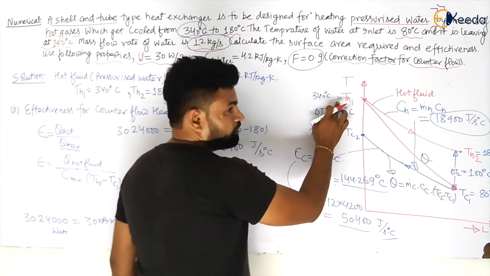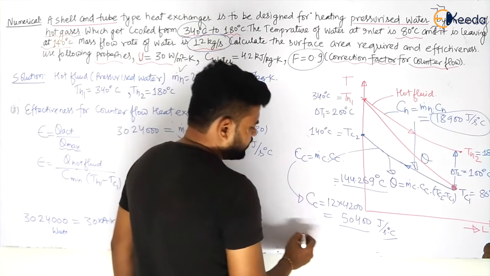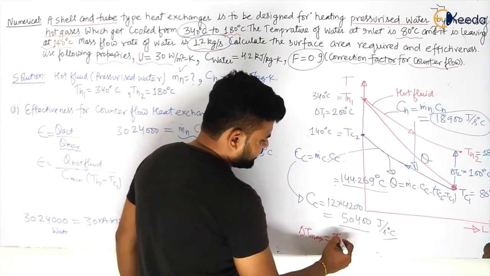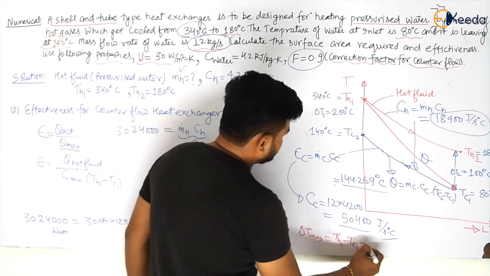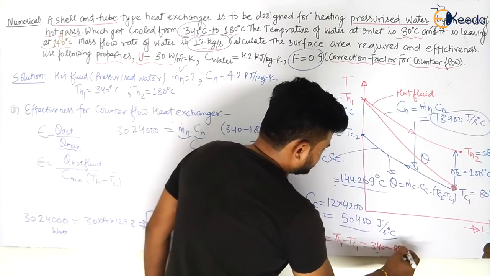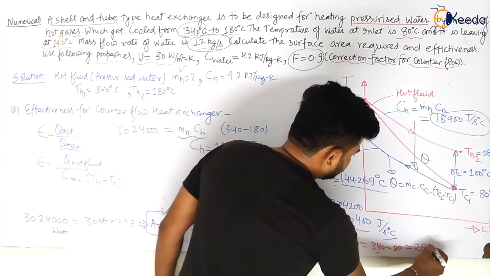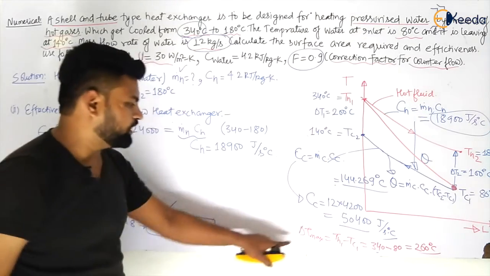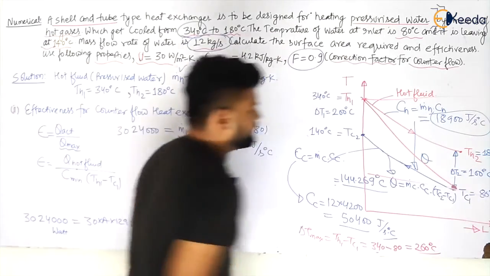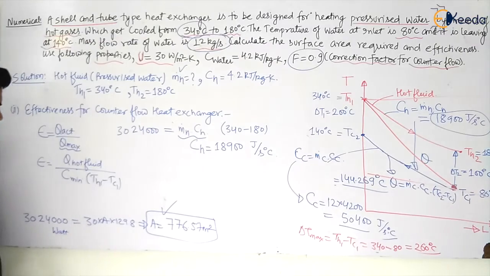And what will be the maximum temperature change, my dear students? Delta T max will be equal to TH1 minus TC1. And what is your TH1? 340 degrees Celsius minus this 80 degrees Celsius. So this will be 260 degrees Celsius. So now we know the maximum temperature change, that is from this part to this part, my dear students. Okay. Now let us see.